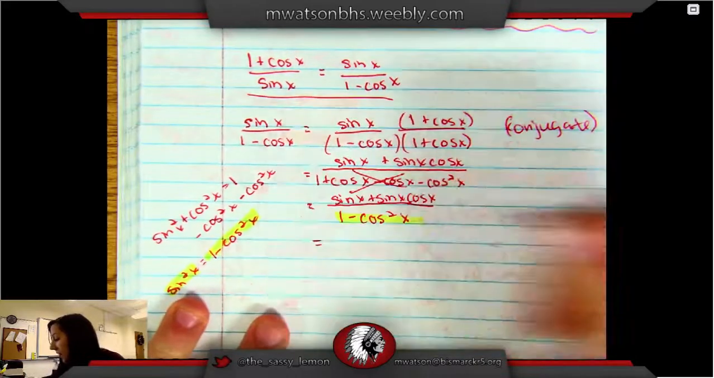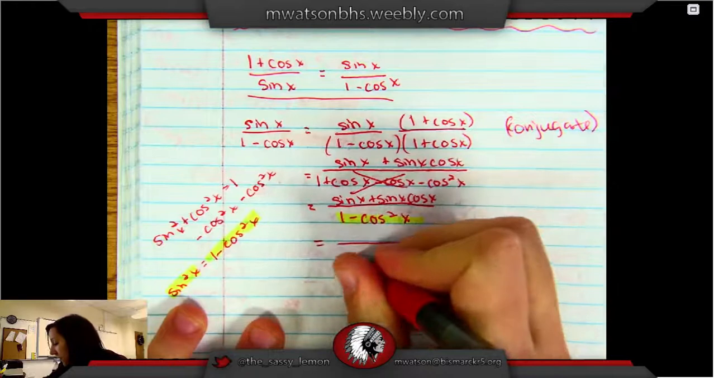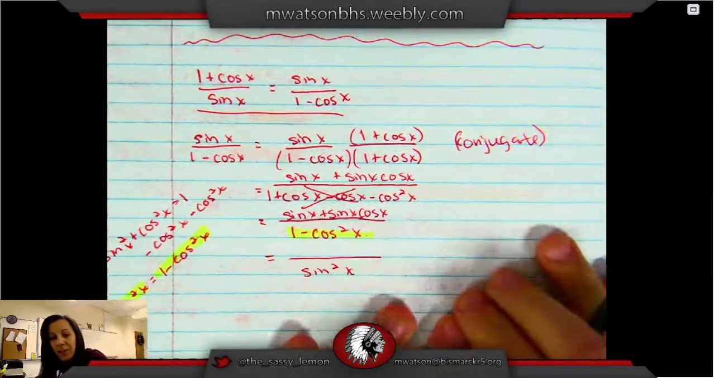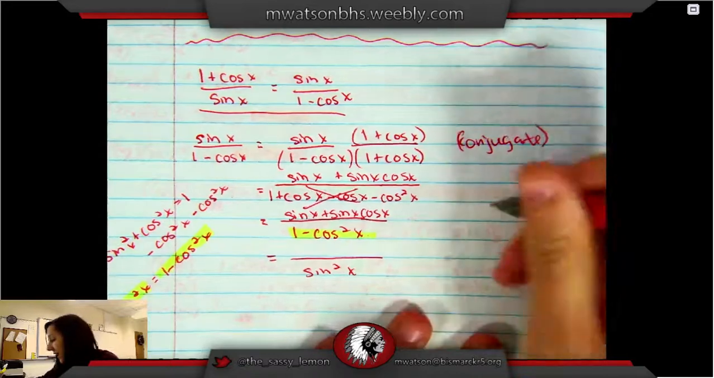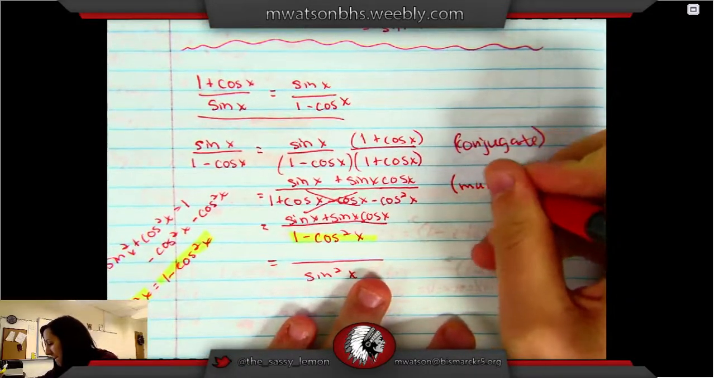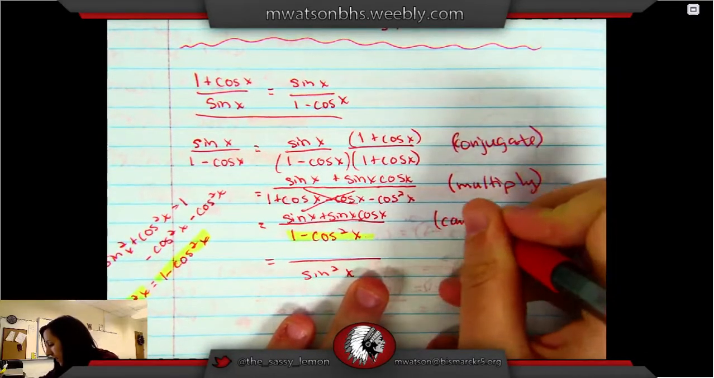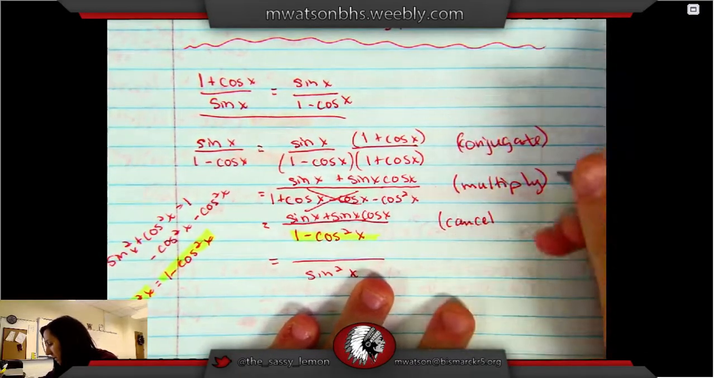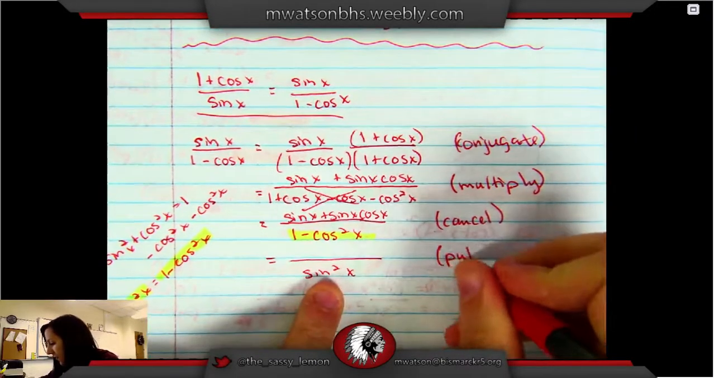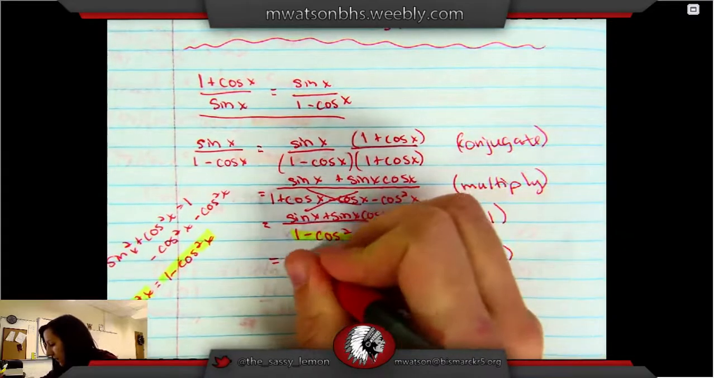When I go to my next step, this denominator is going to be substituted like that. Now I need to go back up here and do my reasoning. So here, all I did was multiply. Here I canceled. And then here I used the Pythagorean identity. And the top's still the same.